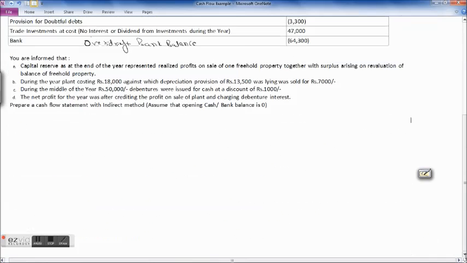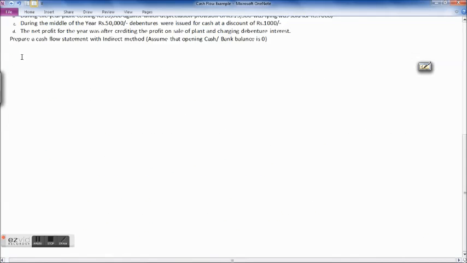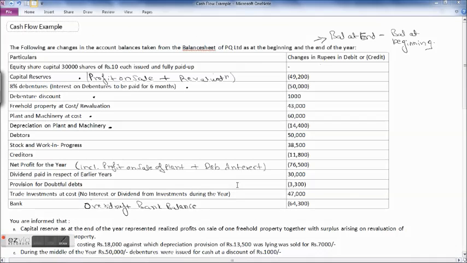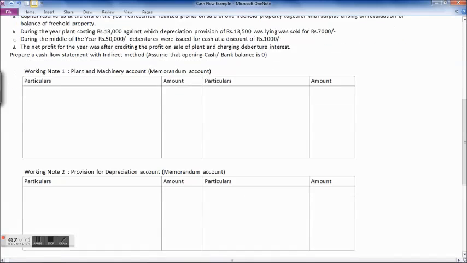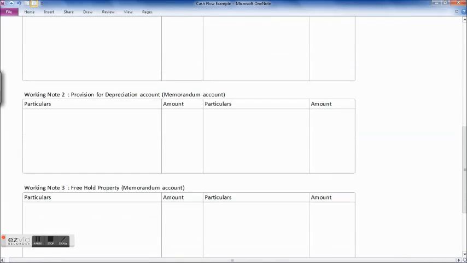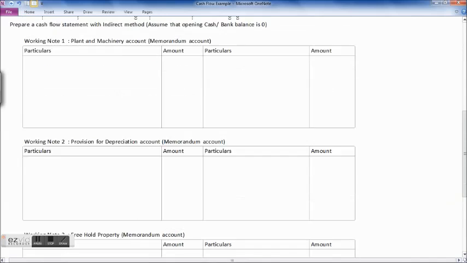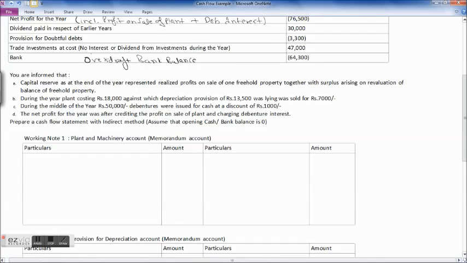So let's prepare some memorandum accounts first. So I have prepared the memorandum accounts: plant and machinery account, provision for depreciation account, freehold property and capital reserve account. Now let's read all the adjustments one by one. Capital reserve as at the end of the year represents realized profit on the sale of one freehold property together with the surplus arising on the revaluation of the balance of freehold property.